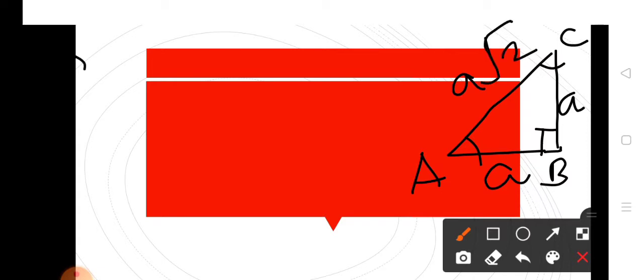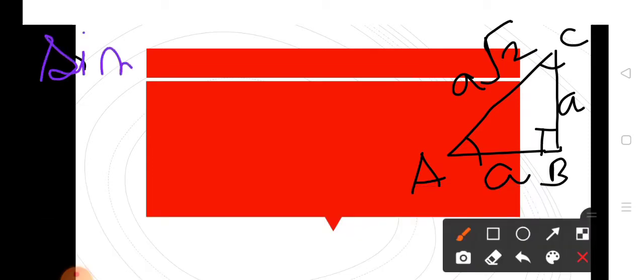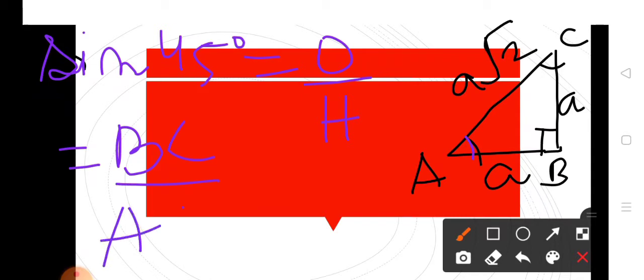Now we'll find sine 45. Let me change my color here. We'll find sine of 45 degree because we are finding the trigonometric ratios of 45 degree. Sine is opposite by hypotenuse. If I take angle A, the opposite is BC and the hypotenuse is AC. So it is BC by AC. My BC is A, AC is A root 2. Yes or no? A by A root 2.